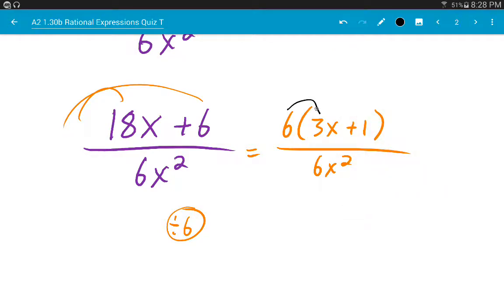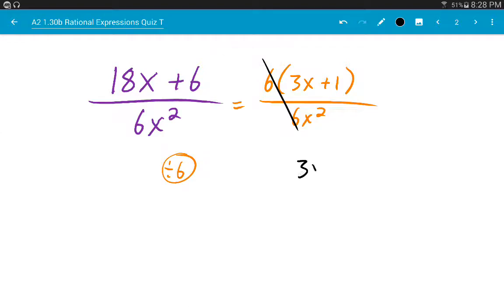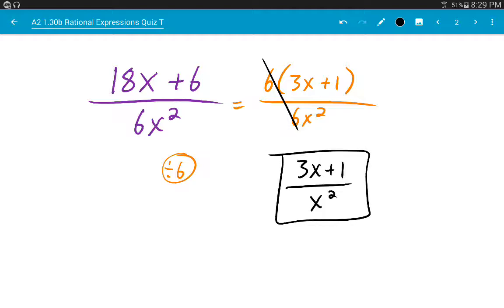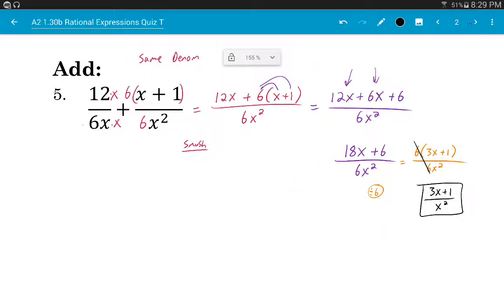Let's see, 6 times 3x is 18x. Yeah, 6 times 1 is positive 6. Okay, good. So that's what it was in the first place. I didn't change its value, just changed what it looked like, and now I can cross out the 6's. So my final answer for this one is 3x plus 1 over x squared. That'd be my answer for question 5.